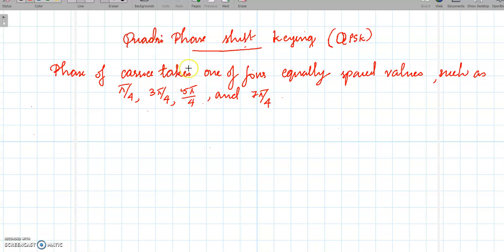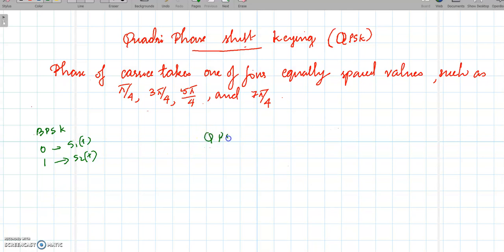In this lecture, we will see what is QPSK, or quadrature phase shift keying. We have already seen BPSK. In BPSK, we have two bits, that is either 0 or 1. Corresponding to binary 0, you will transmit one symbol S1 of t. Corresponding to 1, you will transmit another symbol S2 of t.